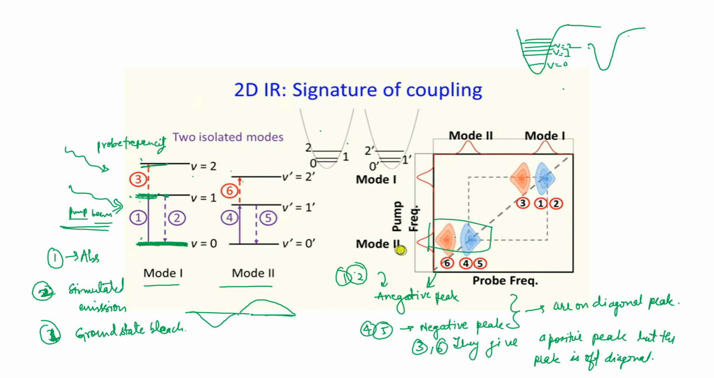Okay. In the other case of mode 1 and mode 2, a similar thing will happen, but now you are using a pump beam whose frequency is equal to the band gap in mode 2. In this case also, the same process is happening. The only difference is this is mode 2 with a lower wave number.